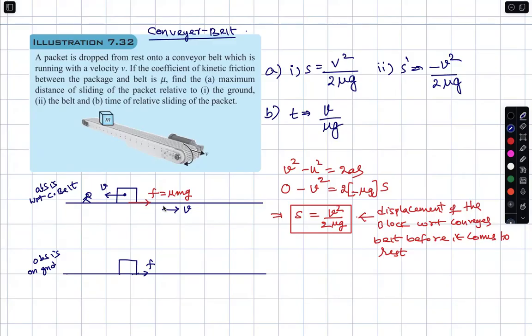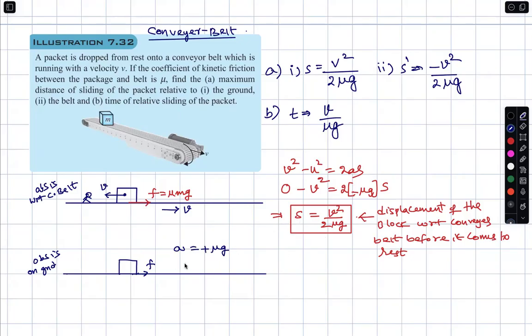With respect to the frame attached to the conveyor belt, the block slows down and comes to rest. With respect to an observer attached to the ground, it starts from rest and reaches a velocity v. Once the block reaches velocity v, friction disappears. Why? There is no relative motion. So with respect to the observer, the acceleration is plus mu g.